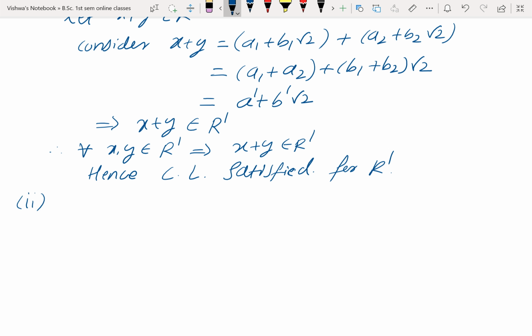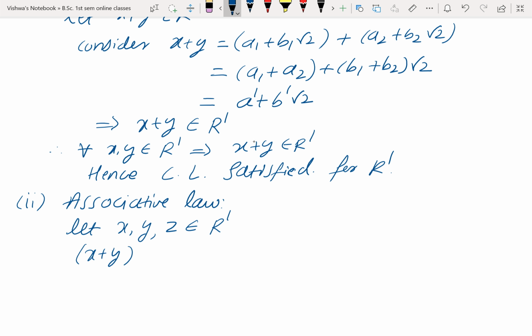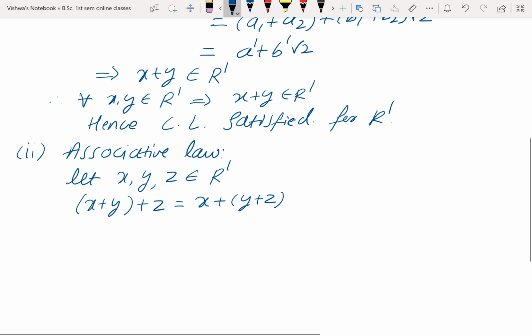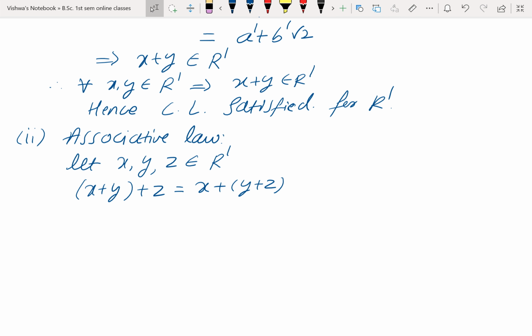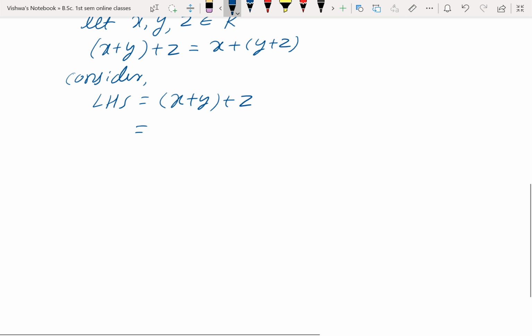Then the second law is associative law. Associative law. So here we need to consider the three elements x, y, z belongs to r dash, and we need to show that (x plus y) plus z is equal to x plus (y plus z). If we prove these two are equal, then we can say that associative law satisfied for r dash. Now let us consider LHS, that is given by (x plus y) plus z. So here substitute the values for x, y and z.